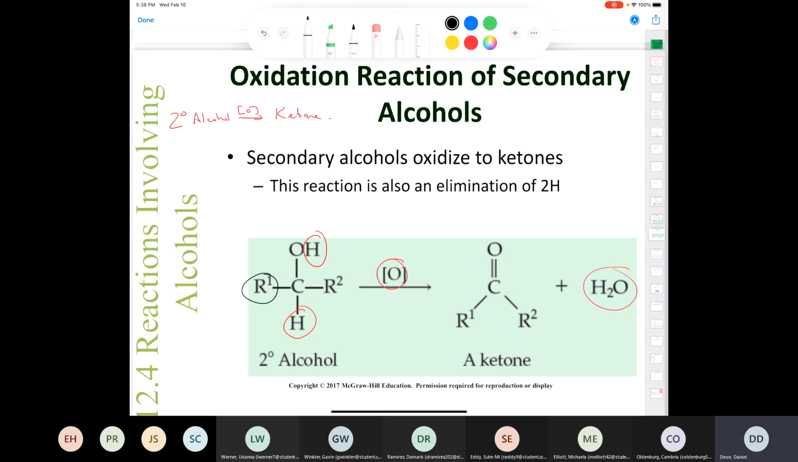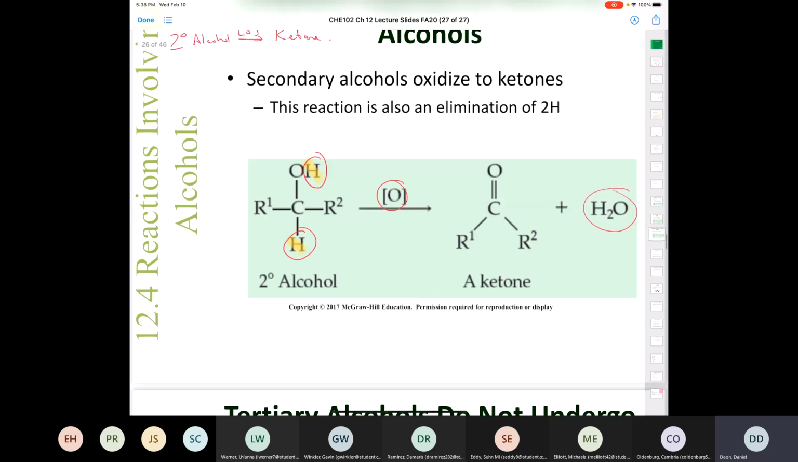Then we're going to still have our 2 R groups attached to our carbon, but now we're going to form a double bond, and that's this bond here, and that is how you make the ketone. Okay, so not only are we oxidizing, we're producing a ketone, we're also eliminating the 2 hydrogens that I have circled in red, this one and this one. Okay, oxidation of a secondary alcohol.